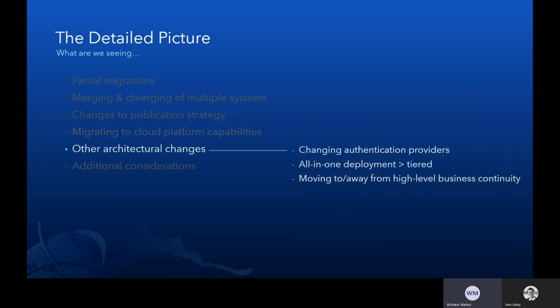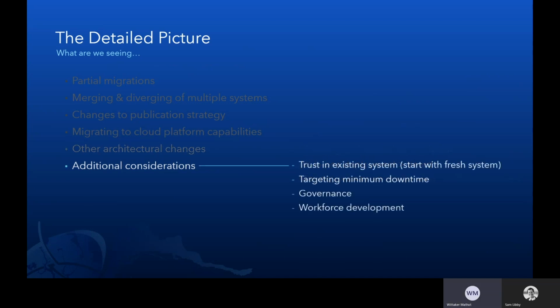We do also see some other architecture changes typically come in. For example, moving from maybe web tier authentication with integrated Windows authentication to something like SAML. And we see a number of other considerations come into play when migrating. For example, looking to really minimize downtime, or develop the workforce in a way that allows you to operate at a level of business continuity that maybe you haven't before.